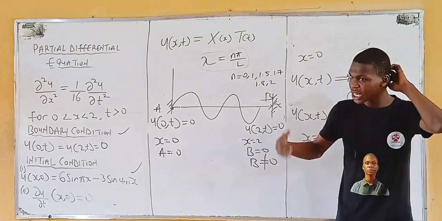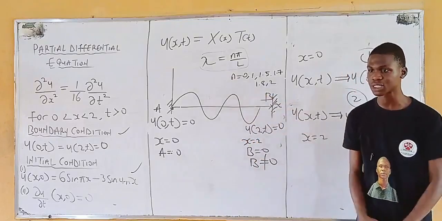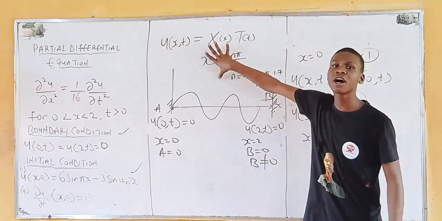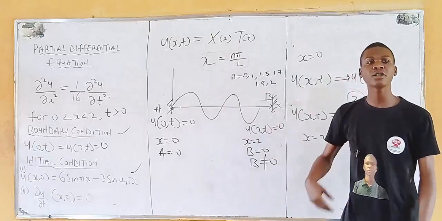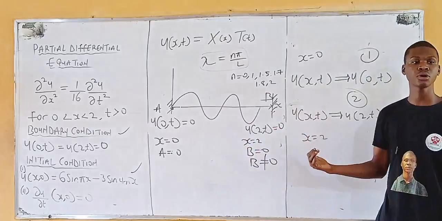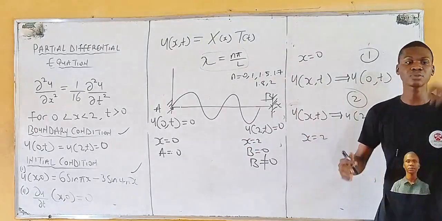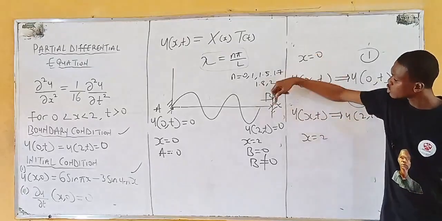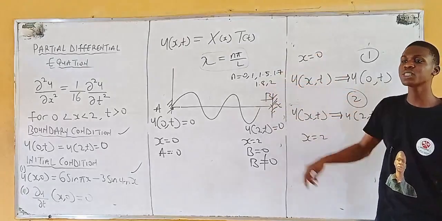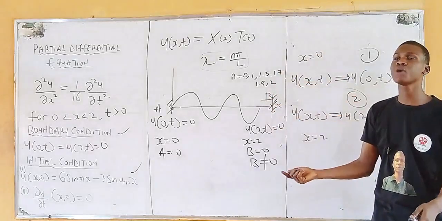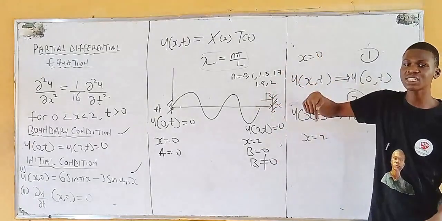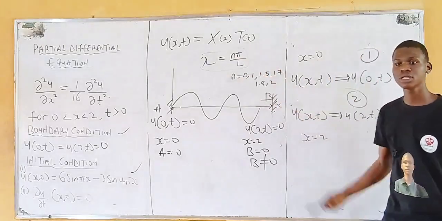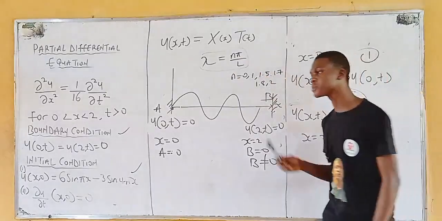When there's no oscillation, lambda becomes what? 0. Are you getting me? So this is the idea of eigenvalue. Since we said B is not equal to 0, but practically there's no oscillation here, instead of saying B equals 0, what if we have an equation that gives us the oscillation at that point? This is the idea of eigenvalue. But you understand what I'm saying better.